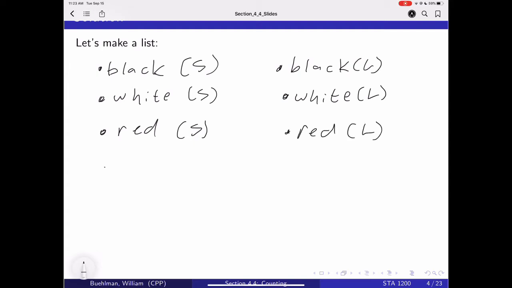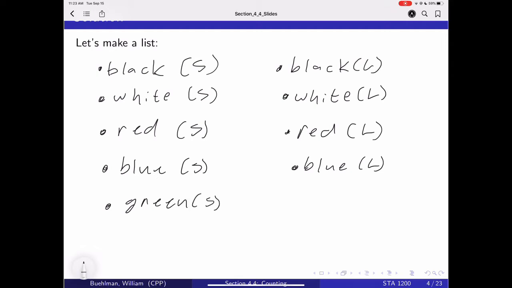We also have blue as an option for a color. And finally, green. So out of the 5 color combinations and 2 engine combinations, this is the total list of all the different ways we can package a color with an engine. So the total number of ways is 10.